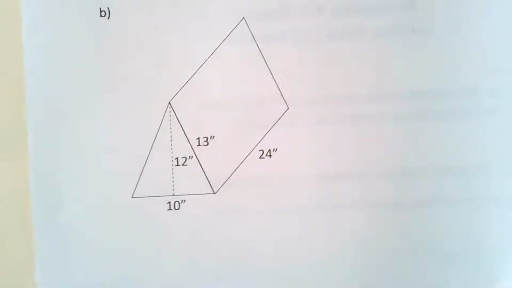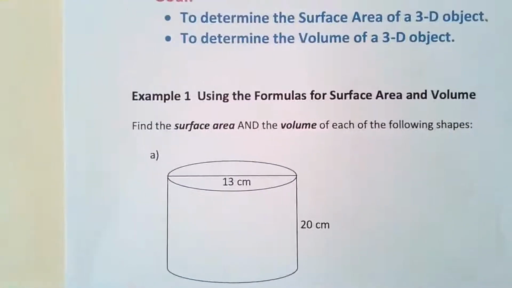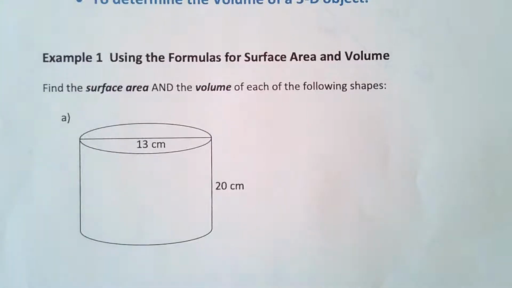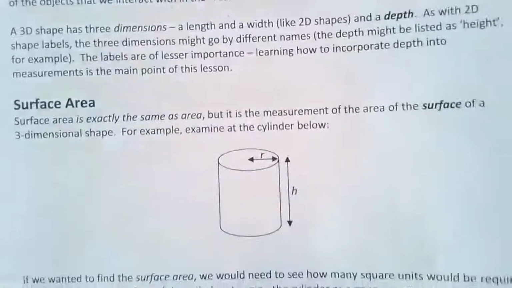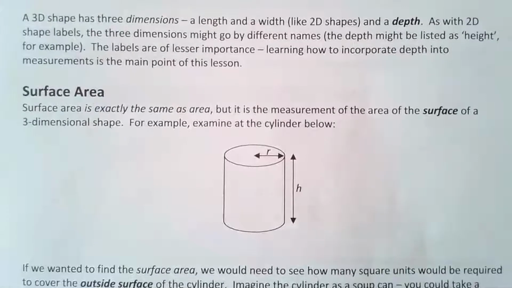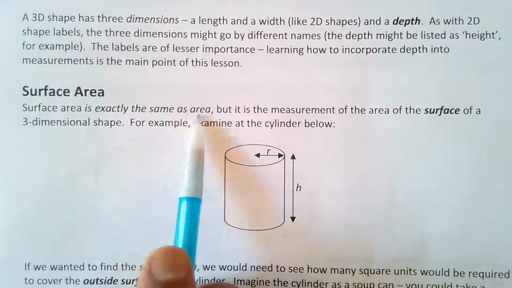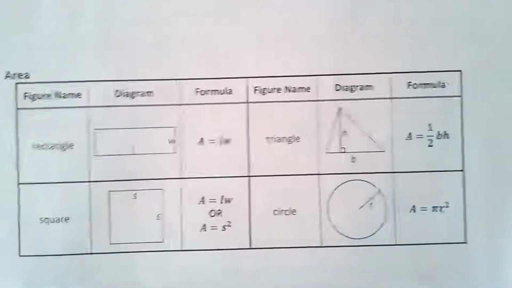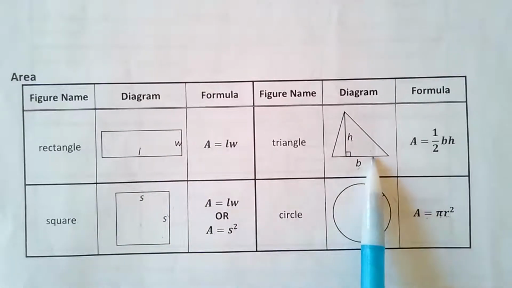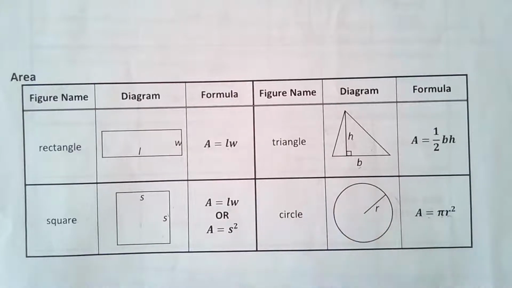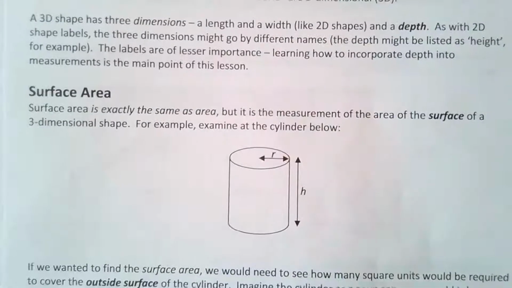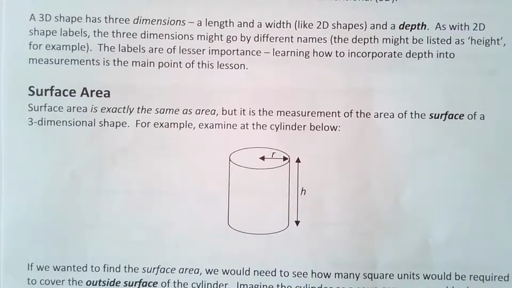But let's look at some background information before I go into finding the surface area of the cylinder. One of the things you have to remember, and this is some of your notes in your booklet, is that surface area is exactly the same as area. So when we were finding the area of shapes like a rectangle, square, triangle, or circle, we were finding the space within the given figure. Now, surface area refers to the same thing. You're given the figure, what's the space inside?